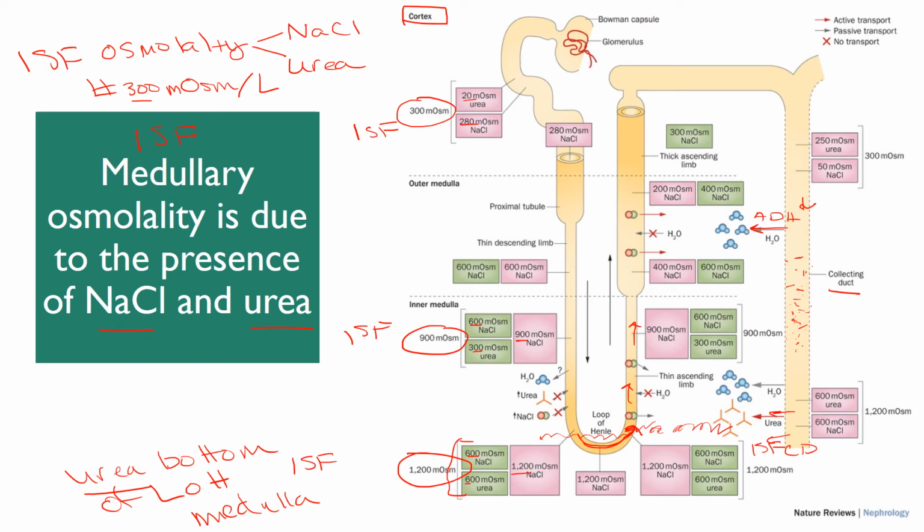So the more urea that flows down its concentration gradient from the collecting duct to the inner medulla ISF, the more concentrated this number can get until we reach a maximum of 1200. So in order to maximally concentrate the interstitial fluid, and therefore maximally concentrate the urine, you need to have urea working alongside sodium chloride.